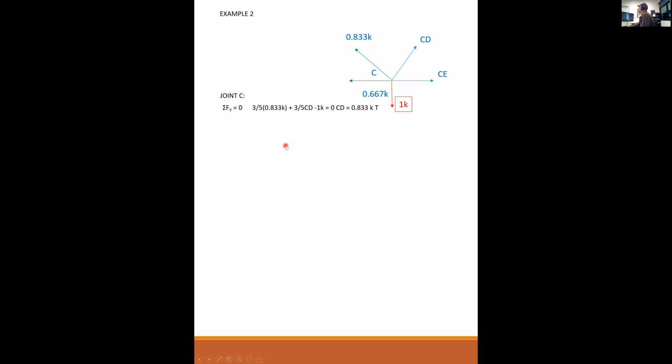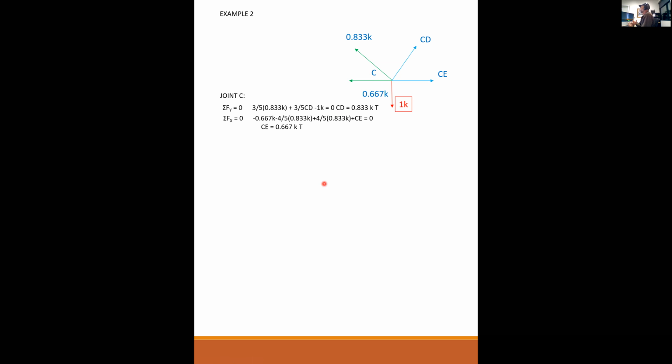So summing the forces in the vertical, again I'm trying to isolate the one unknown in the vertical direction, CD. So I have 3/5 of 0.833 kips tension, 3/5 of CD in assumed tension. AC has no vertical component, CE has no vertical component, but I do have a -1 kip here due to my virtual load. Therefore, CD is equal to 0.833 kips in tension as well.